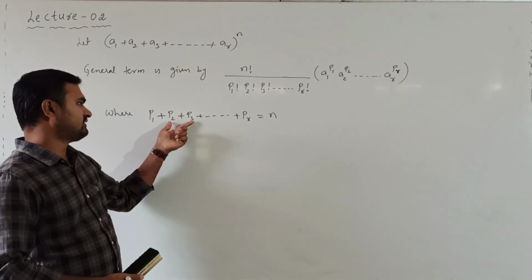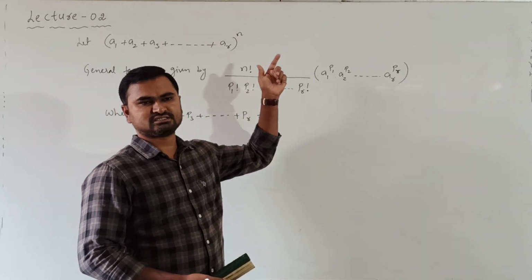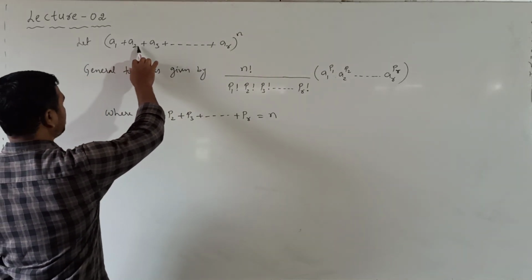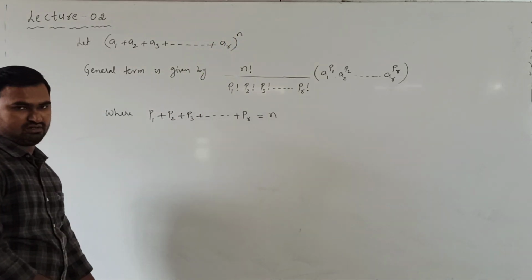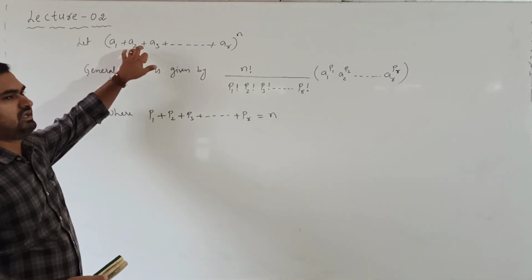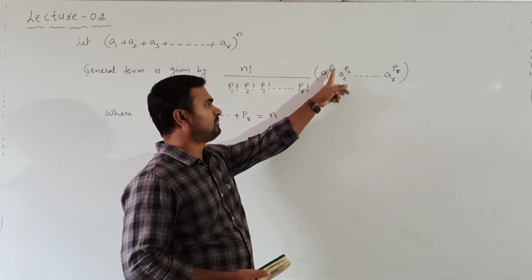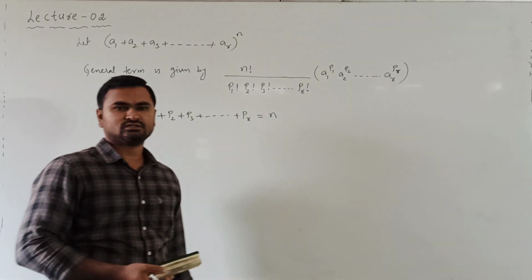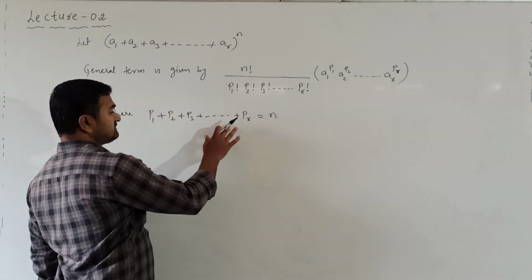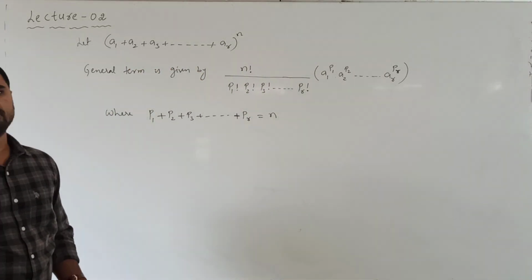So the sum of these powers p1, p2, p3 up to pr must be n, which is the index of our expansion. Suppose you want to find, in the expansion of (a1 + a2 + a3 up to ar)^n, the coefficient of a1 squared, a2 power 4, a3 power 10, like this. Then we have to adjust the values of p1, p2, p3 up to pr so that their sum is n. This condition is important and must be satisfied. Only then will this be the general term in the expansion of this multinomial.